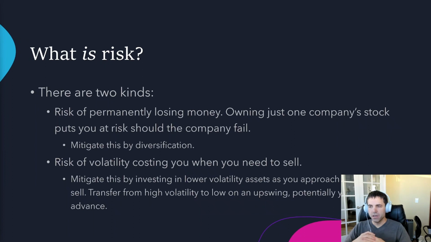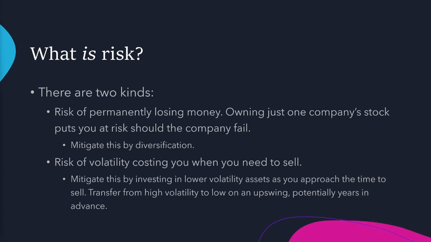Then there's the risk of volatility costing you when you need to sell. So volatility is the price just going up and down a lot, okay? So if it happened to be down when you wanted to sell, it's not that you would lose all your money, but you would lose some of it. So you mitigate this by investing in lower volatility assets as you approach the need to sell, okay? Transfer from high volatility to low on an upswing, potentially years in advance.